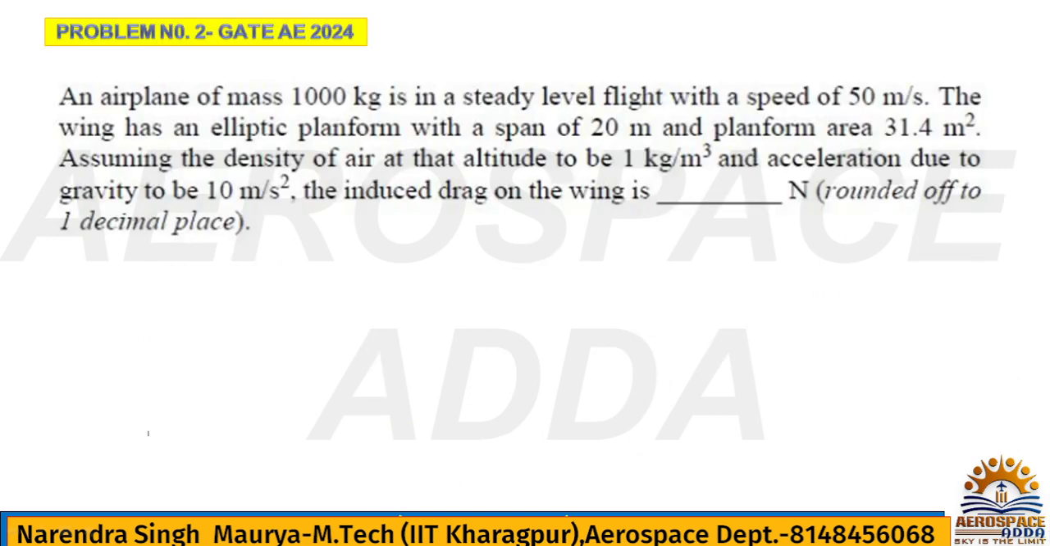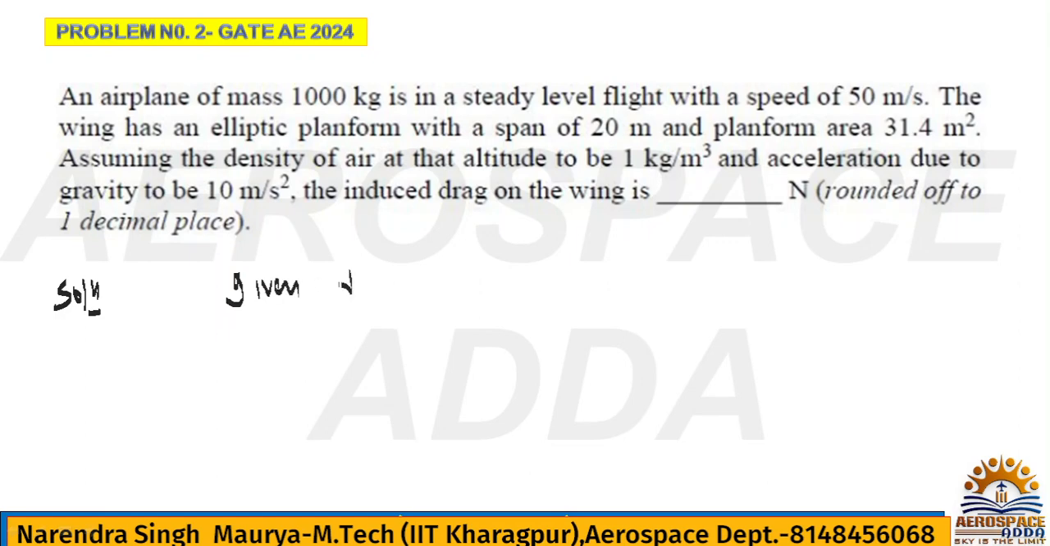Right, the question is: the airplane of mass 1000 kg in steady level flight with speed of 50 meters per second. The wing has an elliptical planform with a span of 20 meters and planform area 31.4 square meters. Assuming the density of air at that altitude to be 1 kg per cubic meter and acceleration due to gravity to be 10 meters per second squared, the induced drag on the wing is? So we'll see the solution for this problem. Okay, it's a simple one.